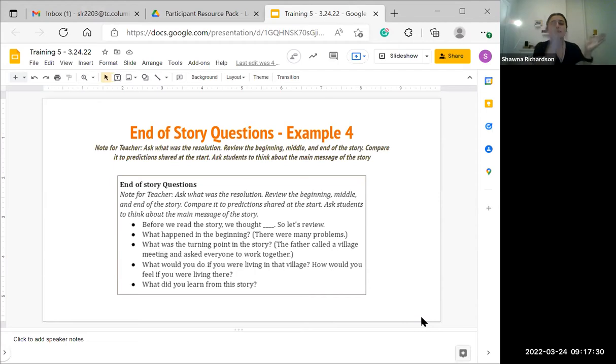And then once you've finished the story, you've said the end, the story's over, there are some end of story questions. So these really ask about how the conflict was solved. We want to think about the beginning, middle, and end of the story, and really start to think about, okay, well, how was the conflict solved? What was the main message? So this one's really important to ask students, what did you learn from this story?